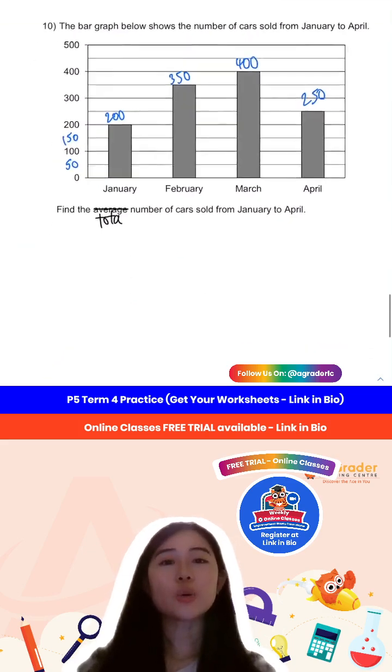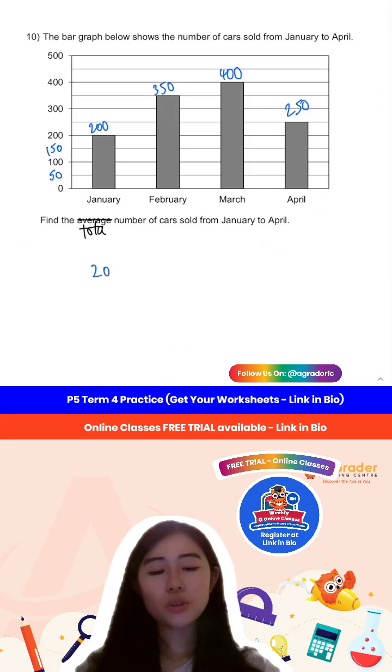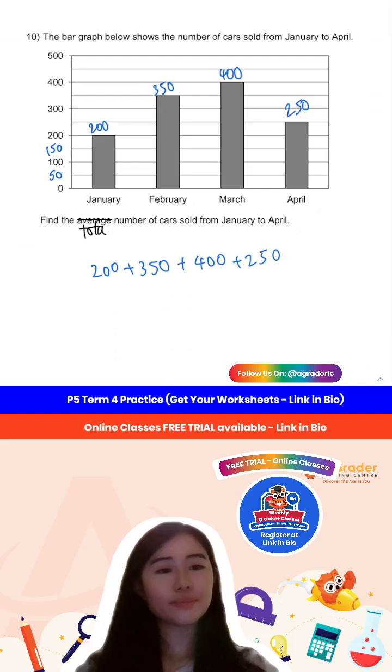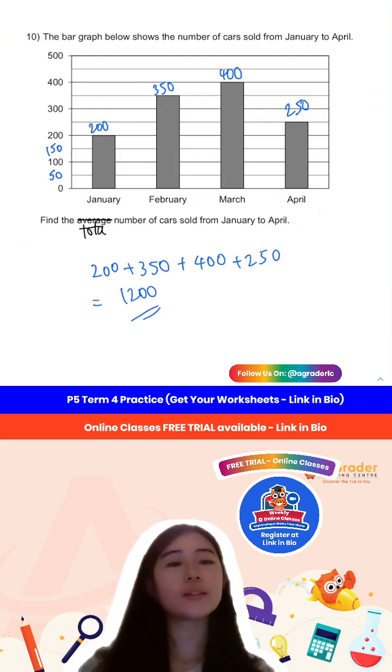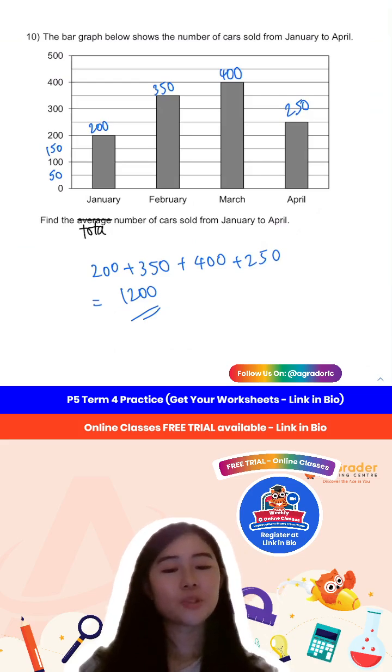Since I changed the question to total, all you need to do is to add up these four numbers. So let's take 200 plus 350 plus 400 plus 250. Your answer here will be 1,200. Those of you who said 1,300 or 1,400, it's probably just a careless mistake. So just add it carefully.